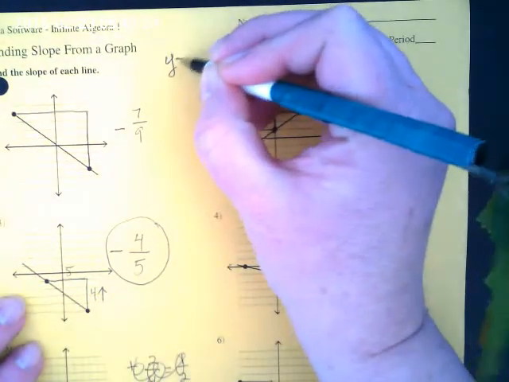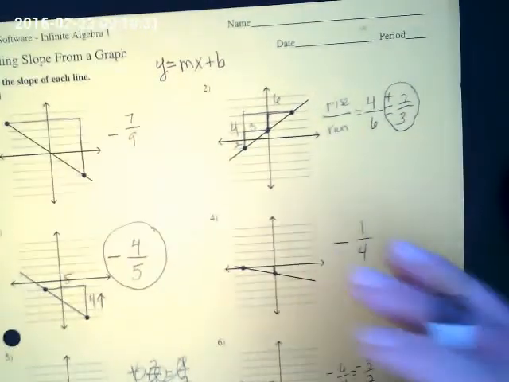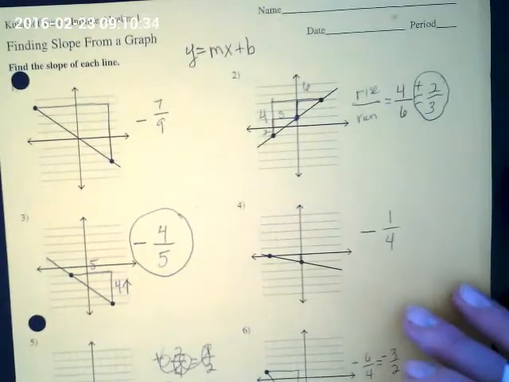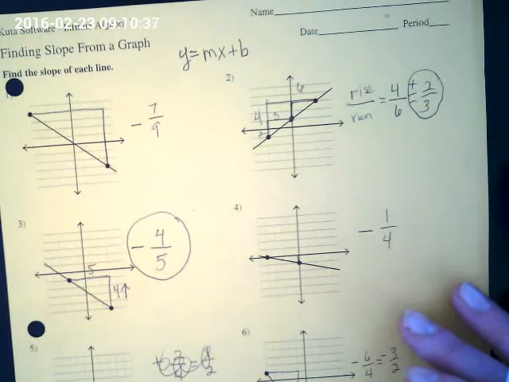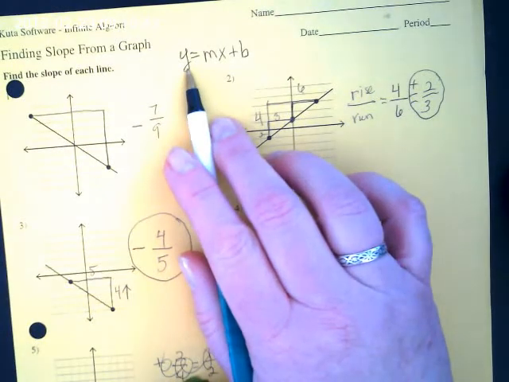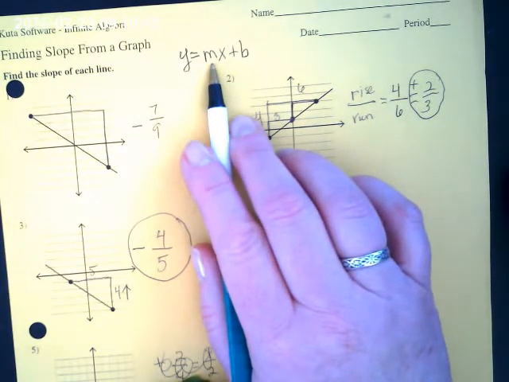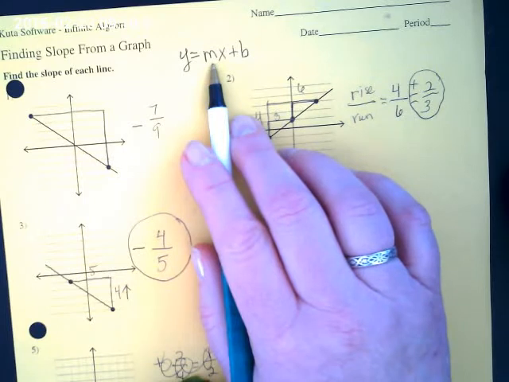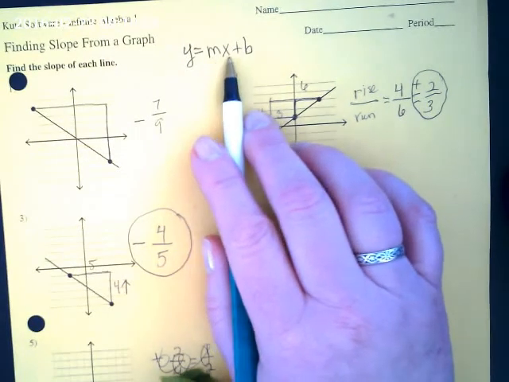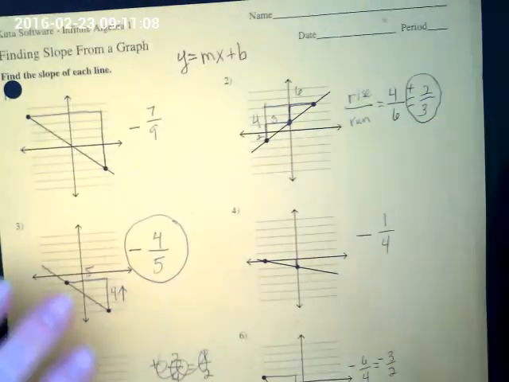So at the top of your paper, write that famous equation, y equals mx plus b. And let's take a look at your foldable. What is y standing for? Y is the output. What is the m? It's our slope. And we're going to use this paper today because you guys have already identified the slope on all of these graphs. What is x? Input. It's the input. And the b is? Y-intercept. Our y-intercept.